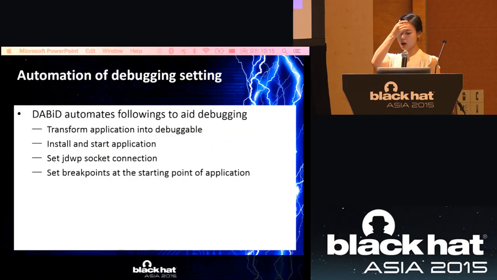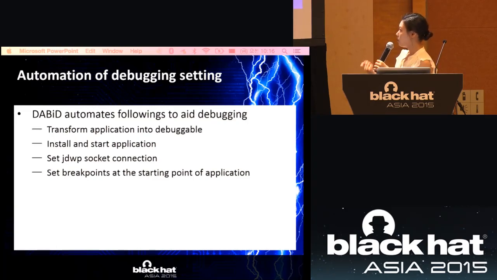And also we automated some debugging jobs. DABiD automated the following things for debugging. First one is transforming the application into debuggable. Remember the previous debuggers used the APK tool to make an application in debug mode. So we transform the application into debug mode in our debugger, and we also install the application and start it.